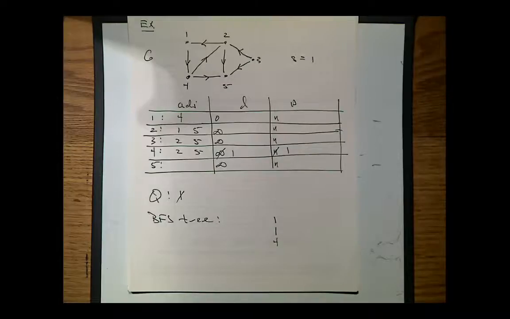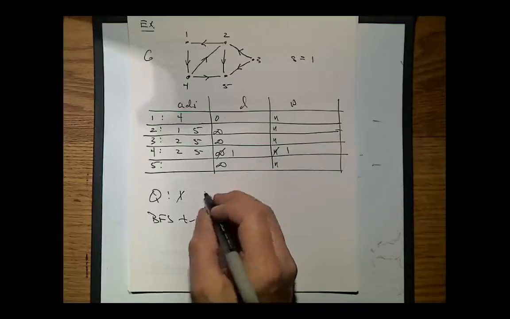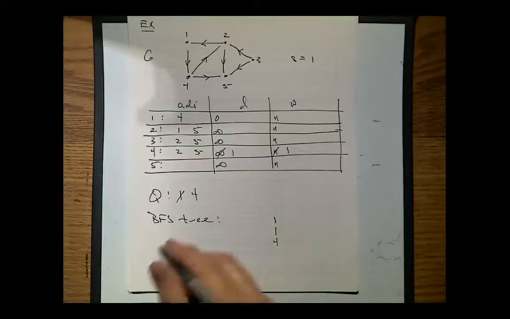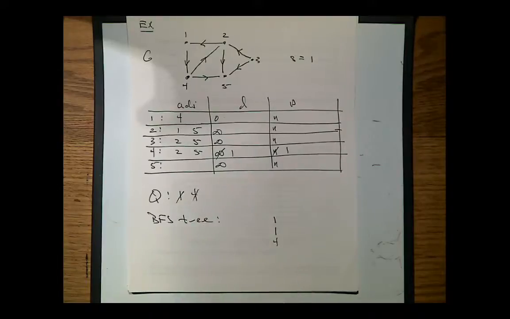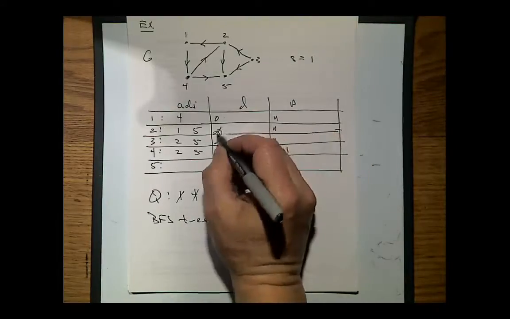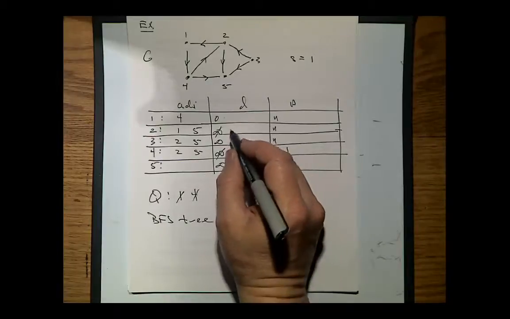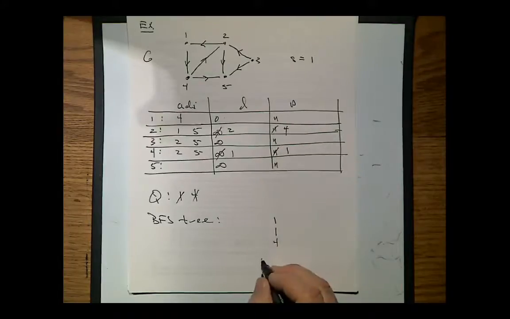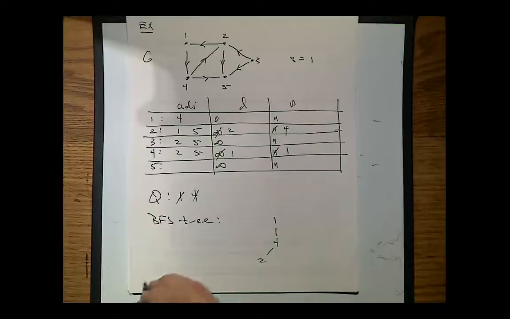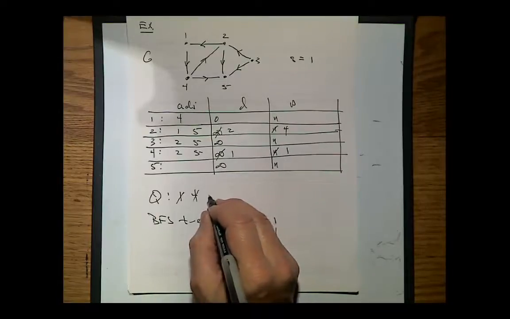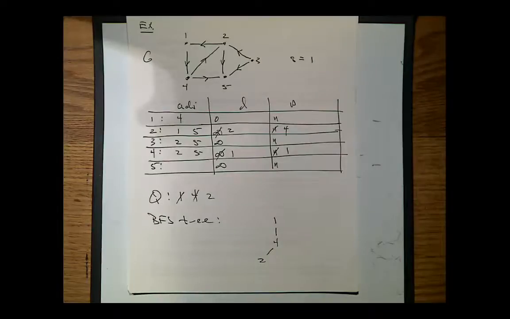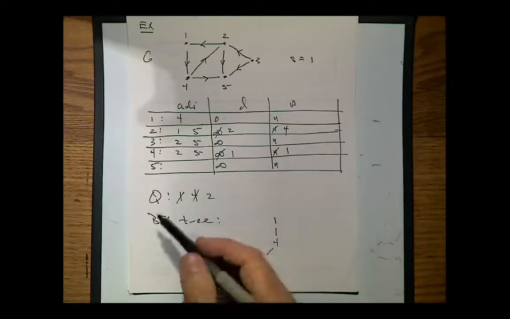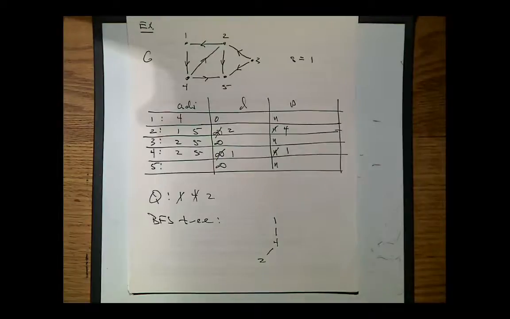Now what? Got to enqueue the 4. Is the Q empty? No, it's not. So pull that off and process 4's adjacency list. 2 has not been discovered. So 1 plus 1 is 2. Its parent is 4. And we enqueue it. Is that right? Am I forgetting something? Color, distance, parent, enqueue. I'm skipping color. Distance, parent, enqueue. All right.